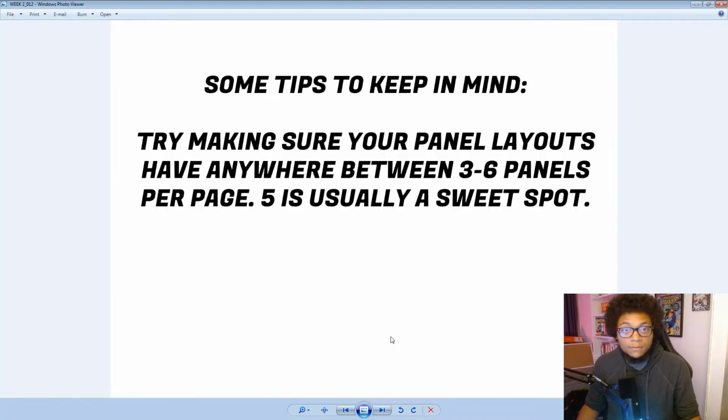Sometimes you can have a splash page, which is just one panel covering the entire page. You can have 2 panels, which can also be considered a splash page. But it just kind of depends on what the story is and how you want to lay it out.